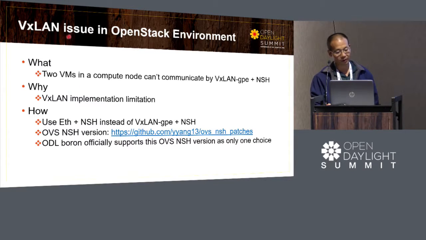Actually, we also have a VxLAN issue in the OpenStack integration environment, because we need to create a tenant VM and a service VM in one compute node. Currently, these two VMs cannot communicate by VxLAN GPE. Why? Because VxLAN GPE or VxLAN is implemented in the OVS kernel module, so the VxLAN implementation limited this. So how can we fix this issue?